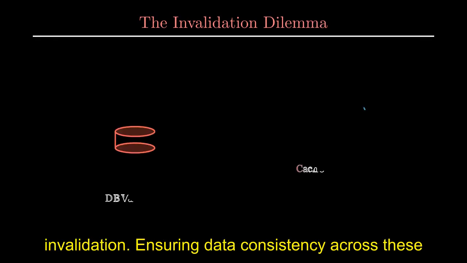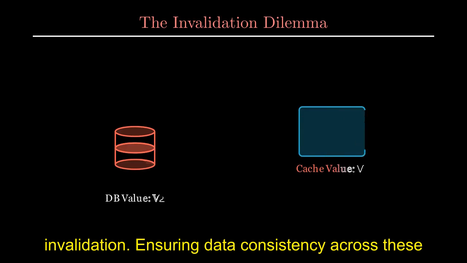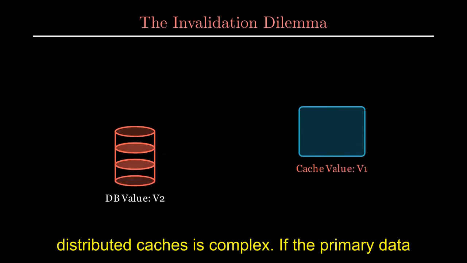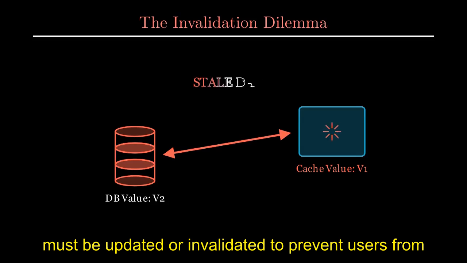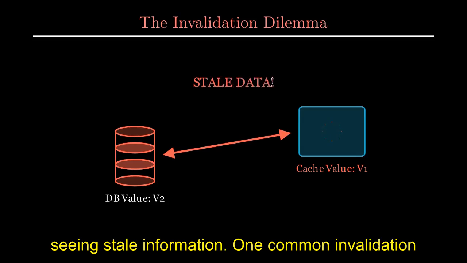The introduction of multiple cache layers, while beneficial for performance, creates a new fundamental problem: cache invalidation. Ensuring data consistency across these distributed caches is complex. If the primary data changes, every cache holding a copy of that data must be updated or invalidated to prevent users from seeing stale information.